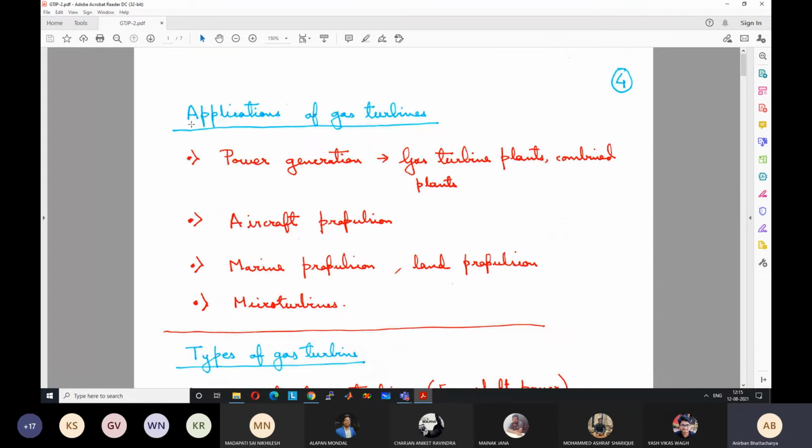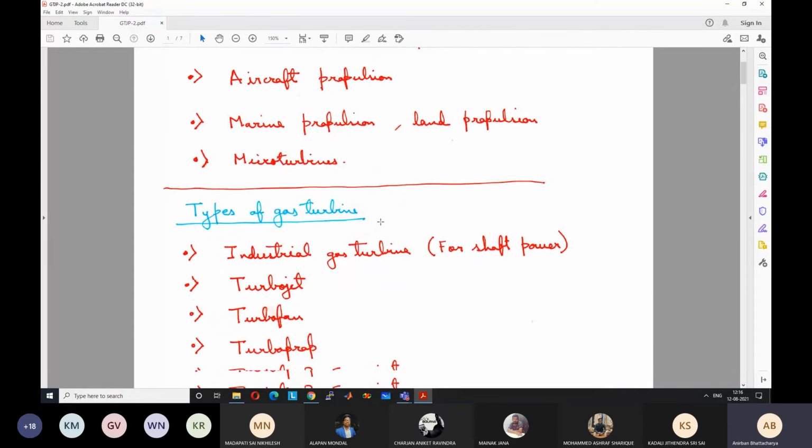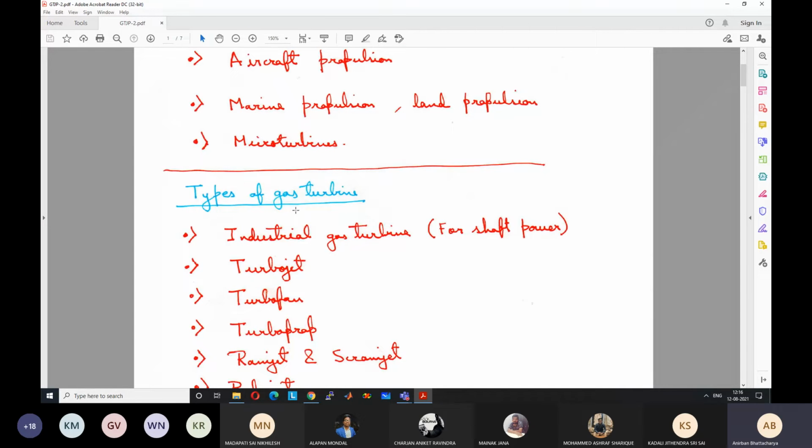Anyway, we have already discussed applications of gas turbines. I have summarized it here. So they are used for power generation in gas turbine plants and mainly for aircraft propulsion. Other applications are in marine propulsion and land propulsion. Experimental micro turbines have been built for small scale power generation, but are not used much.